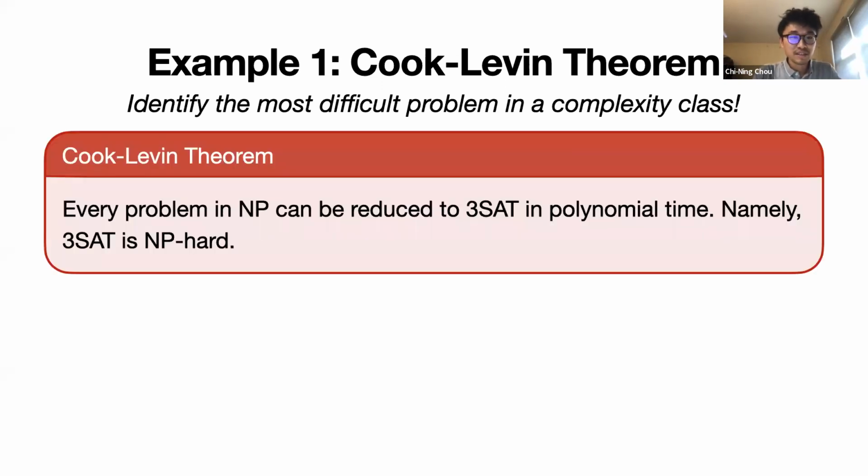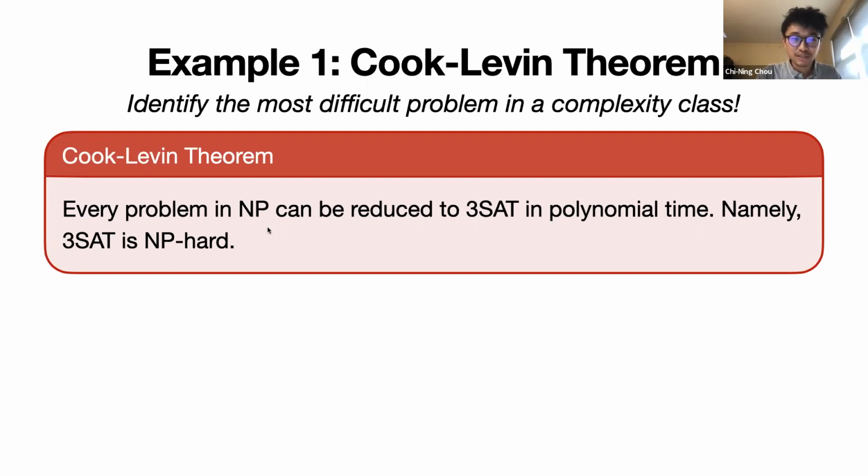So the first one is the Cook-Levin theorem. This is saying that every problem in NP can be reduced to 3-SAT in polynomial time. And NP, just to recall, is the collection of computational problems that can be solved efficiently with a verifiable guess. Technically people then call 3-SAT NP-hard, because every problem can be solved with the help of 3-SAT. So 3-SAT is quite hard, at least as hard as any NP problem.